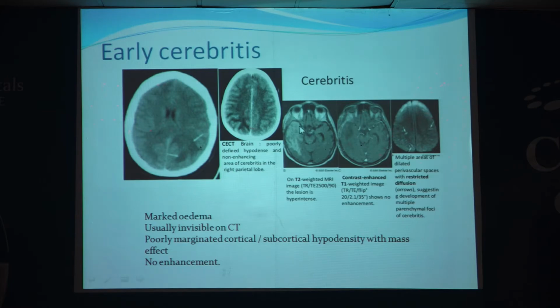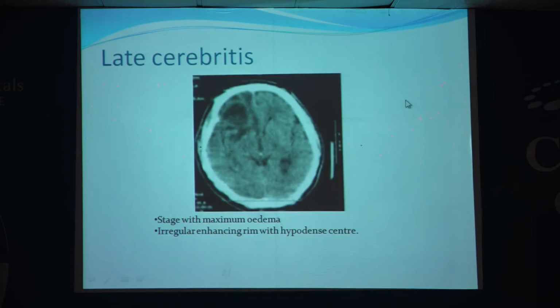Similarly on MRI, you see this is the abnormal signal intensity area in the right temporal lobe, and post contrast there is usually no significant enhancement. In the late cerebritis stage, the capsule starts forming as an irregular enhancing rim. The edema is increasing in this stage.